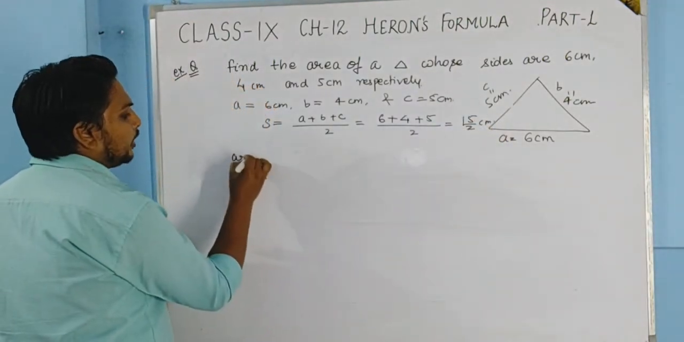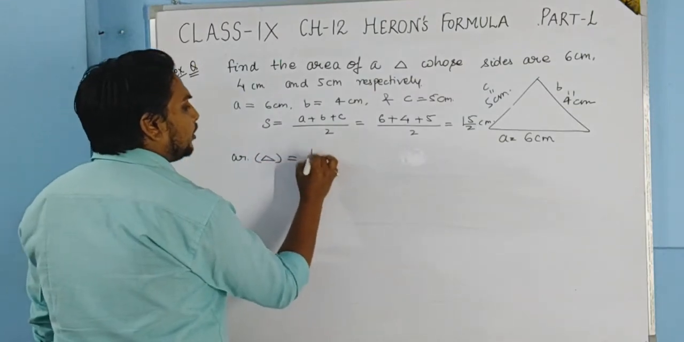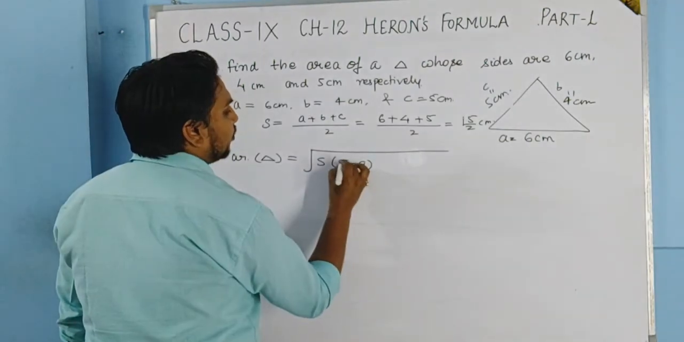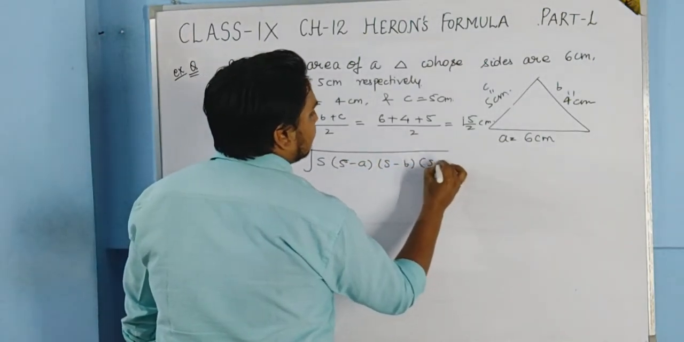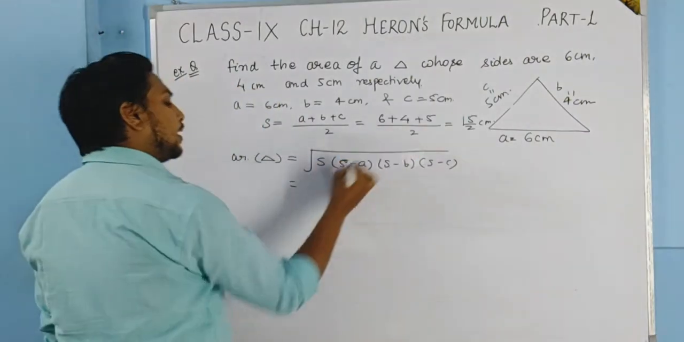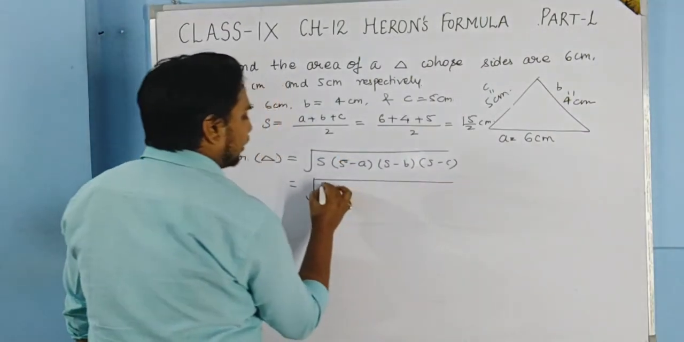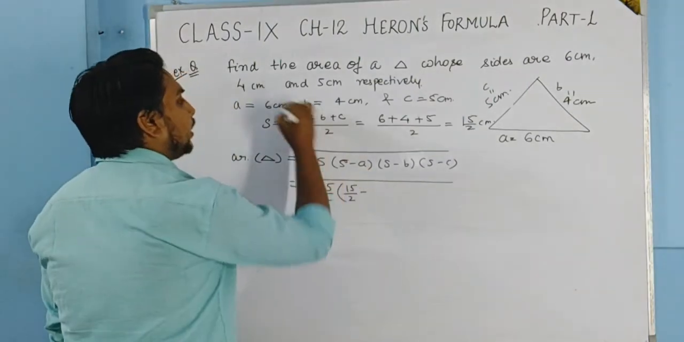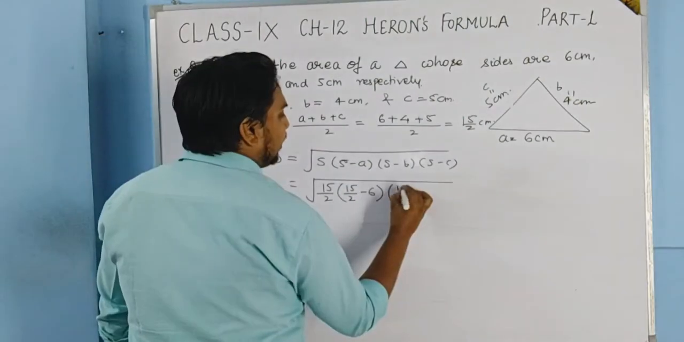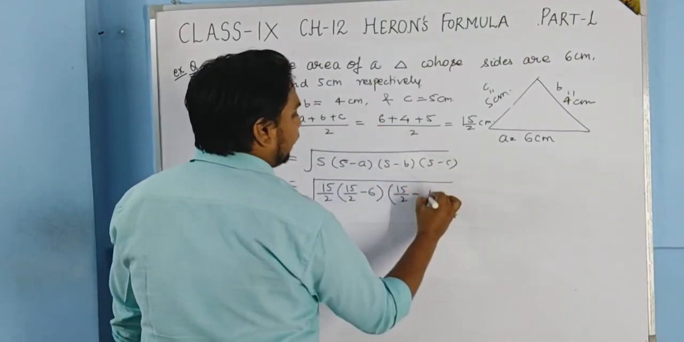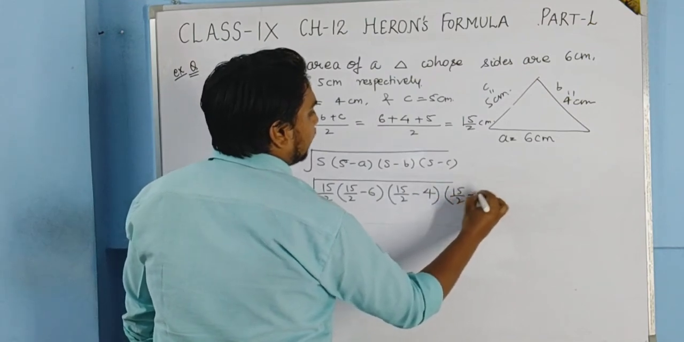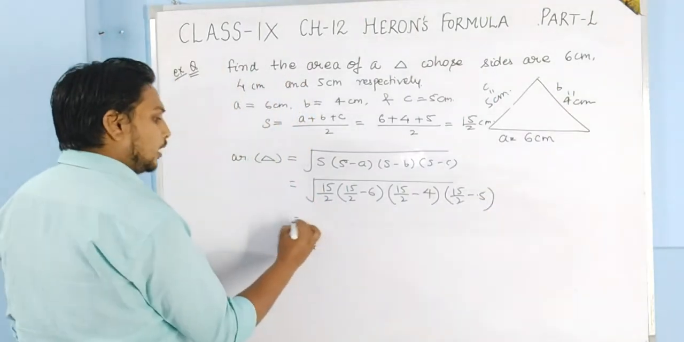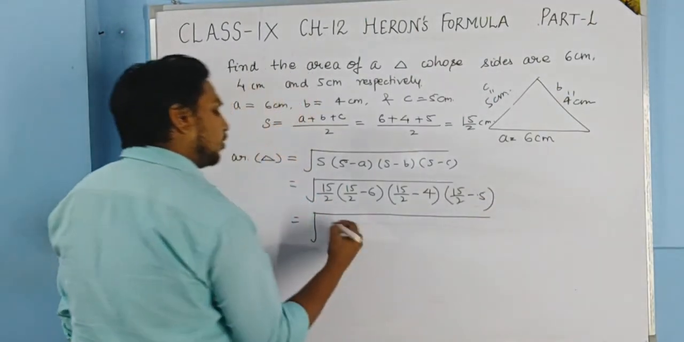Now we have to find the area of the triangle. We know Heron's formula, that is the square root of S into S minus A, S minus B and S minus C. S is what? S is 15 by 2. So in the first bracket, 15 by 2 minus A, A is 6. 15 by 2 minus B, B is 4. And 15 by 2 minus C, C is 5.